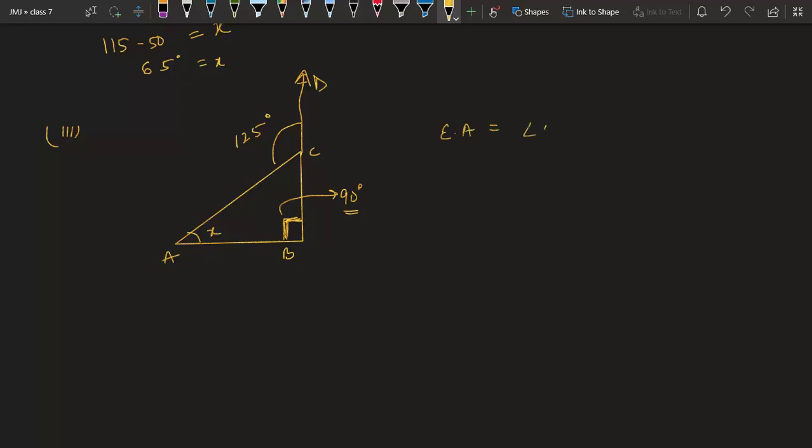They have given you one angle as x and the other angle as this thing. I have already told you this square kind of angle means it is 90 degree. We can say the same thing: exterior angle equal to angle A plus angle B. The value of this is 125, the value of A is x, the value of B is 90. So x is equal to 125 minus 90, and the answer is 35 degree.